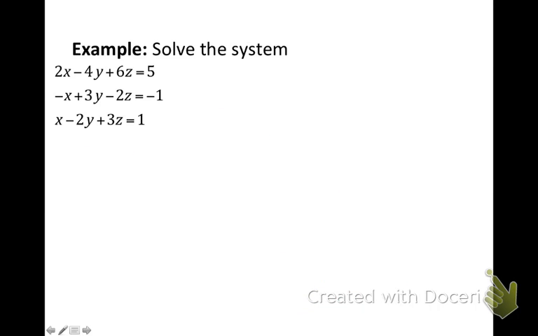All right, so go ahead and copy this one down. I just want to make sure this is one that is like that case. We have 2x minus 4y plus 6z equals 5. Negative x plus 3y minus 2z equals negative 1. x minus 2y plus 3z equals positive 1.